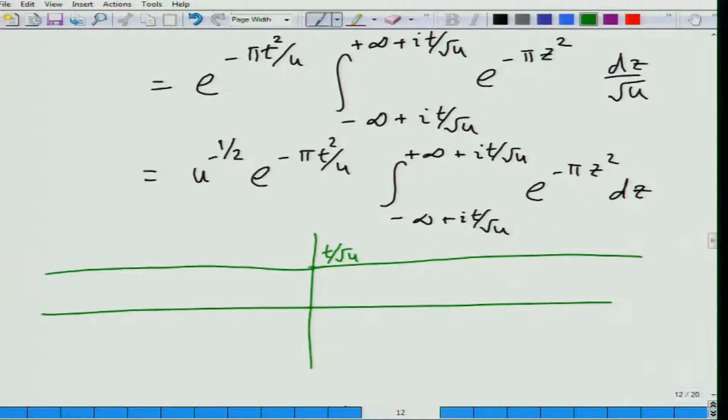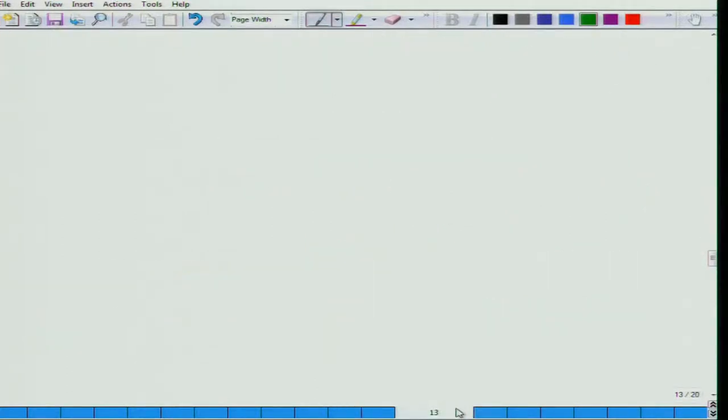So, we can use the standard tricks, that is, just integrate it from minus r to plus r, and then we will send r to infinity. So, we consider minus r plus i t.